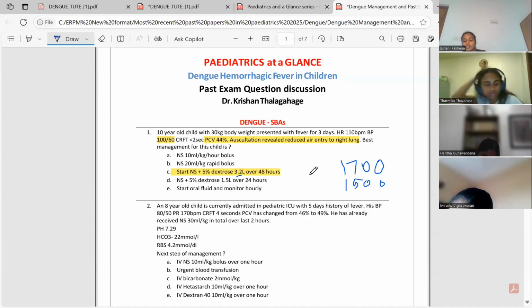Was that understood? This answer is wrong. Normal saline 10 ml per kg bolus is given in compensated shock. His pulse pressure is normal, so that can't be the answer. 20 ml per kg bolus is only given in decompensated shock. His blood pressure is normal, so he is not decompensated. Over 24-hour fluids are not given in case of critical phase. That should be over 48 hours. Oral fluids and monitor hourly is not recommended because this child has gone into leakage. IV fluids are needed, right?